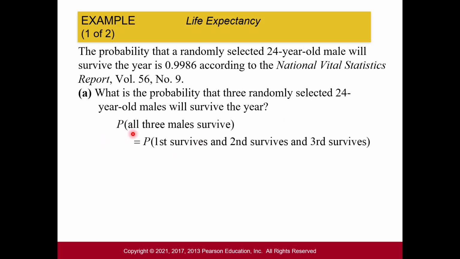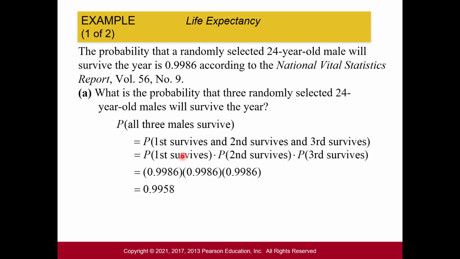So the probability that all 3 males will survive is actually the combination of the first surviving and the second surviving and the third surviving. So the overlap of all 3 of them surviving. And by our multiplication rule, we just multiply the individual probabilities, and we get that this probability is 99.58% likely.